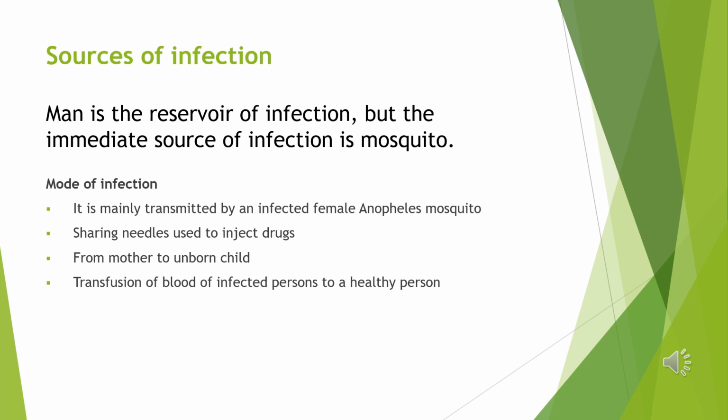The main source of infection is man. Man is the reservoir of infection, but the immediate source of infection is the mosquito. Mode of infection. It is mainly transmitted by an infected female Anopheles mosquito, sharing needles used to inject any drugs, from mother to an unborn child, and transfusion of blood from an infected person to a healthy person. These are all the modes of infection of malaria.